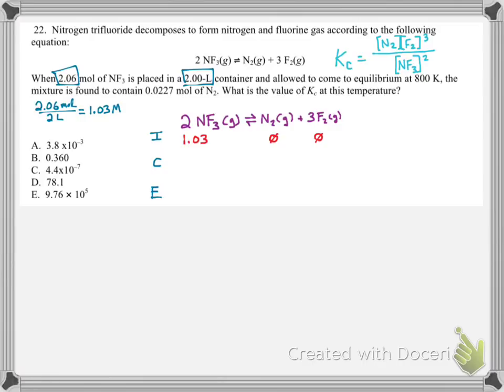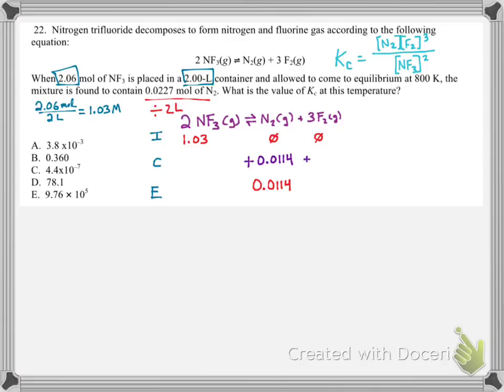So then plug in any other information that we have. What other information do we have here? We have the equilibrium number of moles of N2. So we're just going to divide this by 2 liters to get the molarity. So the equilibrium amount is 0.0114 molar. Now we have an initial amount of this and all of this stuff, and we have an equilibrium amount. So since we know the equilibrium amount and the initial amount of the N2, we can find the change. It was plus 0.0114.